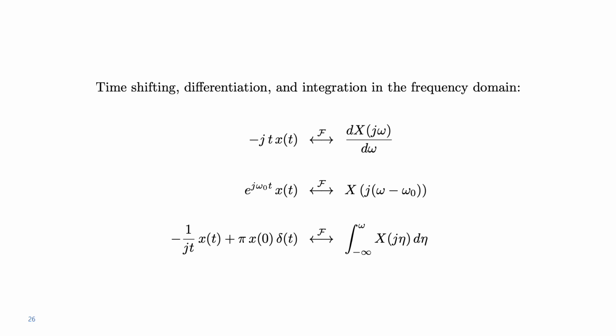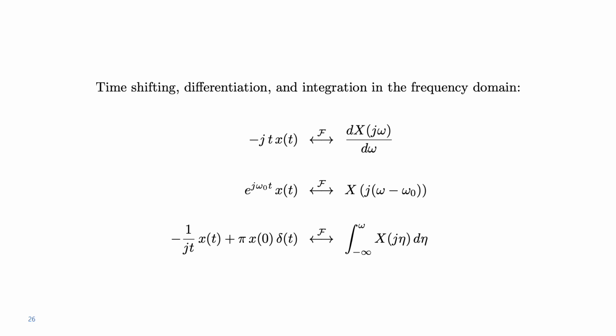In particular, the first formula shown on this slide says that if I calculate the derivative of the Fourier transform, so if I differentiate x of j omega in d omega, the anti-transform corresponding to that is minus jt x of t, where x of t would be the anti-transform of x of j omega.